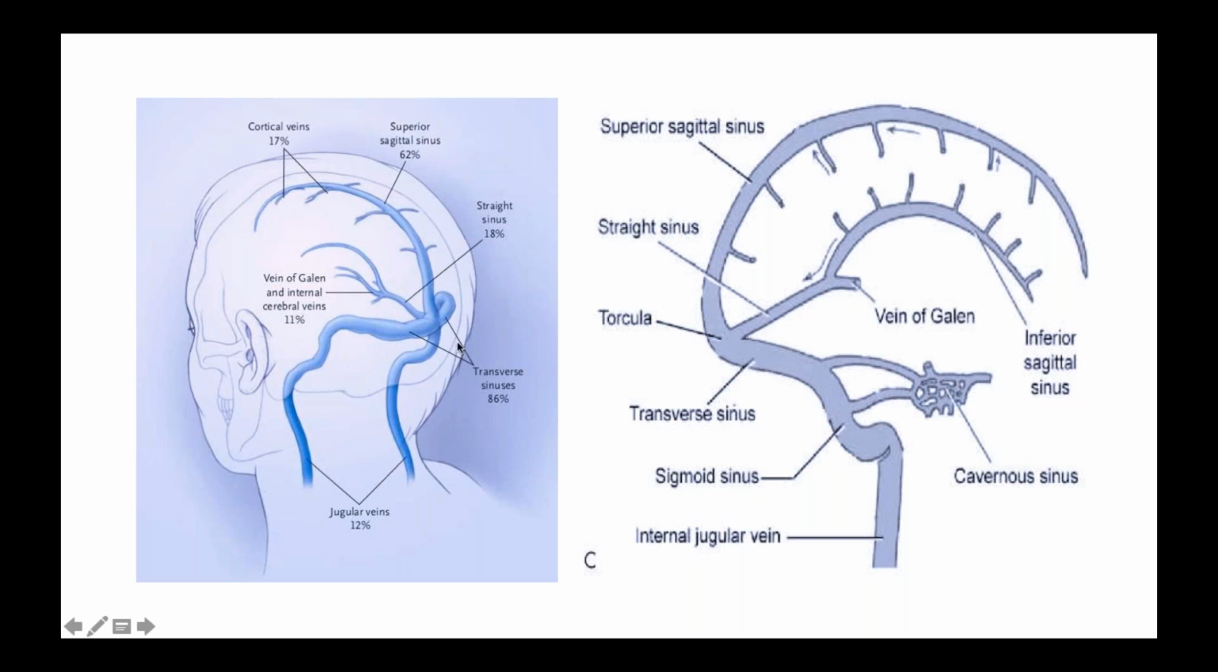So these are the two transverse sinuses, and they drain laterally into the internal jugular veins. So this is the superficial and the deep system. Most commonly, CSVT occurs in the superficial system. And your AV malformation, which we were talking about, usually occurs in the deep system, mostly in the vein of Galen. So I'll be showing you that.